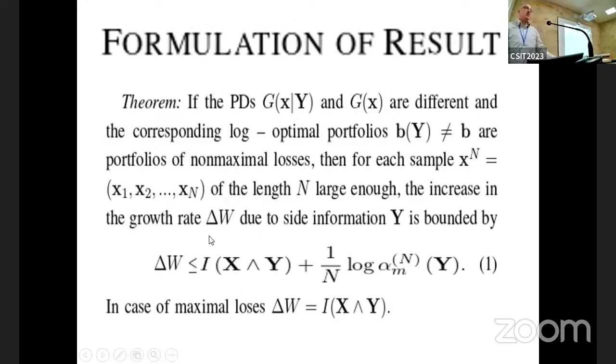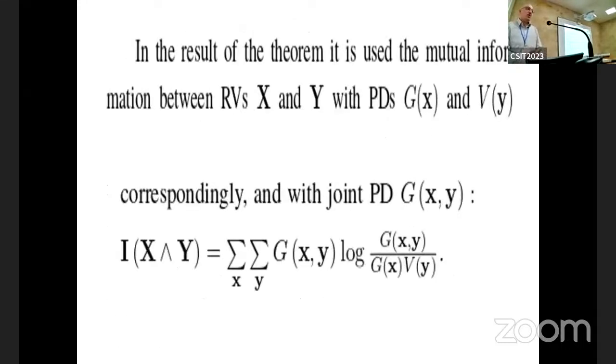As I mentioned, the bound for this one was found by Thomas Cover, which was less than or equal to mutual information. Now this bound is a fuzzy exact bound because this 1/n logarithm is smaller than 0. So we found a new exact bound. And what does it mean? Mutual information. Mutual information is this one.